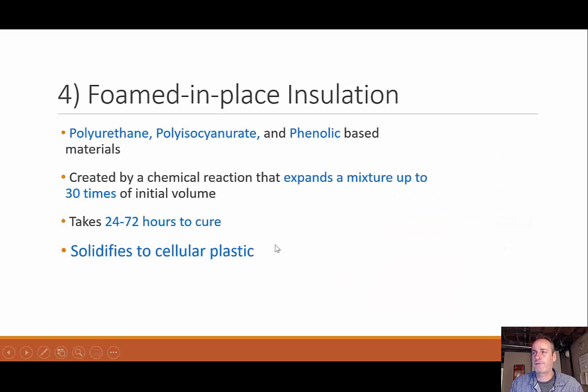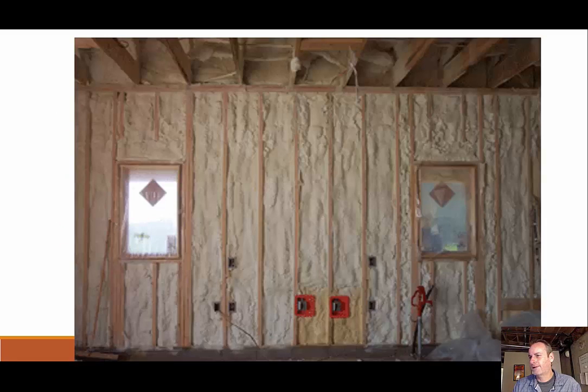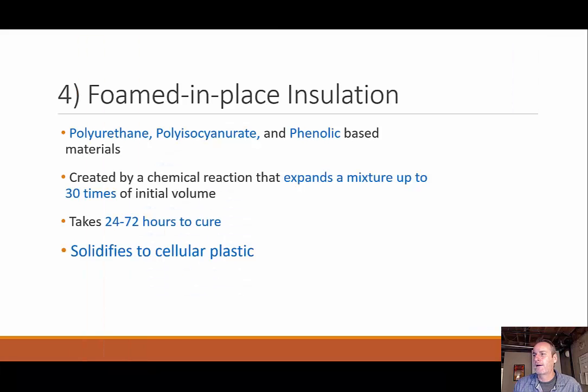We also have our fourth type, foamed in-place insulation, which is made out of either polyurethane or polyisocyanurate or phenolic-based materials. So basically this is like the thin spray-in material. Here's a picture right here. You're spraying it against your wall and it's really thin and then it just expands, and it takes a while to expand, and once it expands then it can be shaved off so it's level with these 2x, giving you a solid filled cavity core.